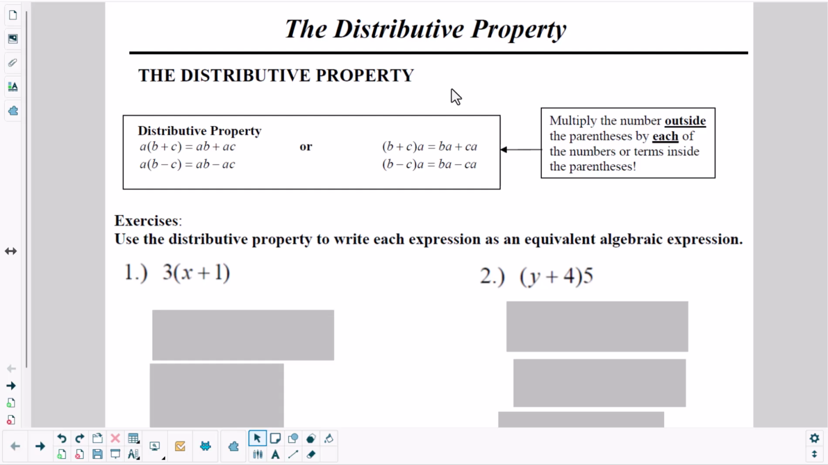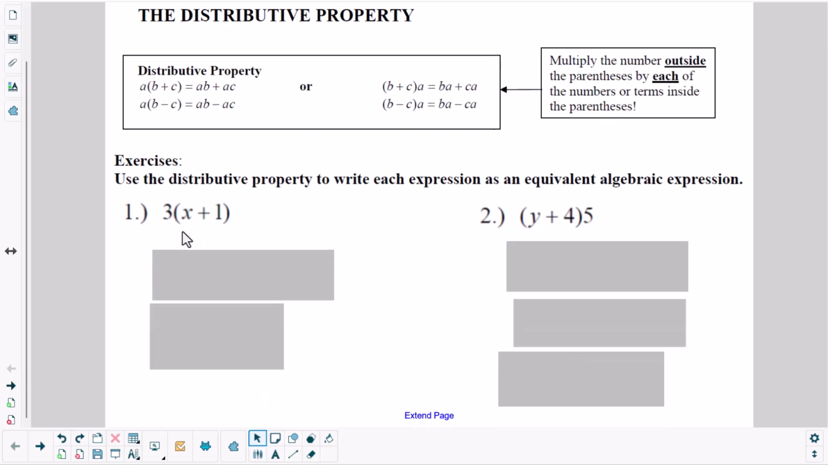So when we talk about the distributive property, I did represent this using variables here, but all we're doing is we're multiplying the number that's outside the parentheses by each term that's inside the parentheses. So we're distributing the a to both the b and to the c. So we're taking a times b plus a times c, or a times b minus a times c. To distribute means to give out to each person or each thing. So in this case, we're going to multiply the number that's outside the parentheses by each term that is inside the parentheses. All right, so let's get right into our practice.